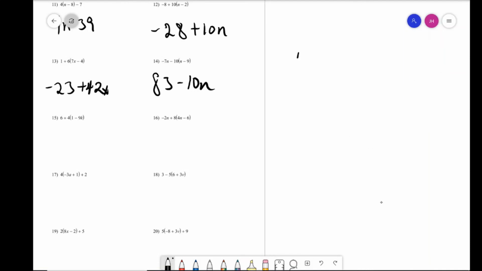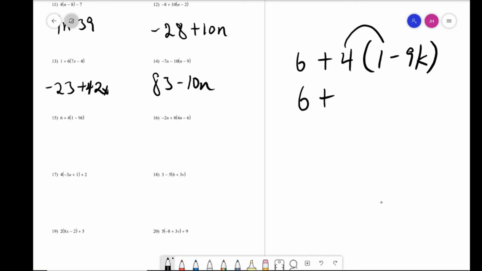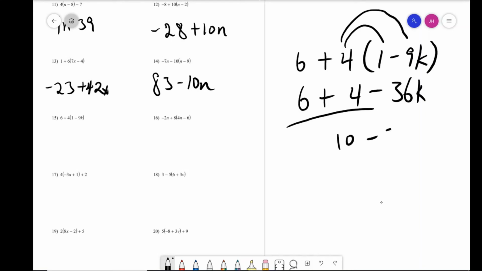Okay, then 6 plus 4, parentheses 1 minus 9k. This will become 6 plus the distribution of 4 times 1, which is 4. The distribution of 4 times negative 9k is a negative, subtracts 36k. And combining like terms, that will be 10 minus 36k.